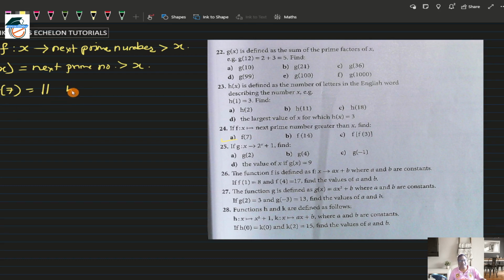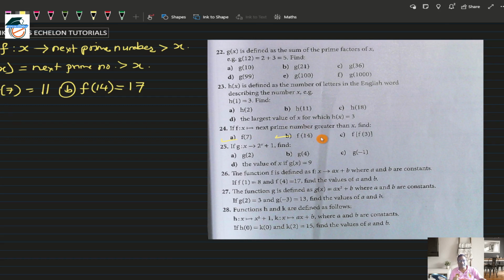B's answer, let us see what B is. It is h of 11, isn't it? Am I right? No, not h of 11, this one: h of f of 14. Now 14 is not a prime number, but after 14, the prime number that comes next is the value of this function, f of 14. So the next prime number greater than 14: 15 is not a prime number, 16 is not a prime number, 17 is the answer. So f of 14 has to be 17.